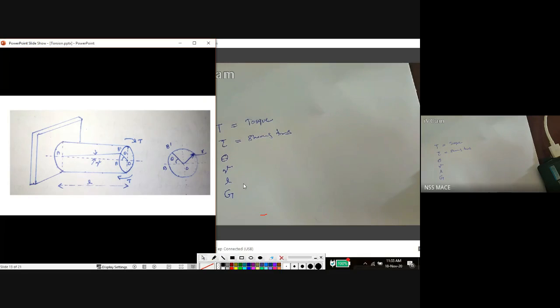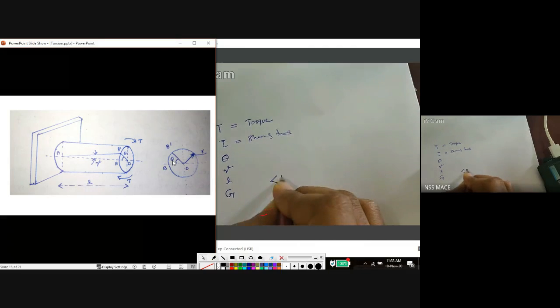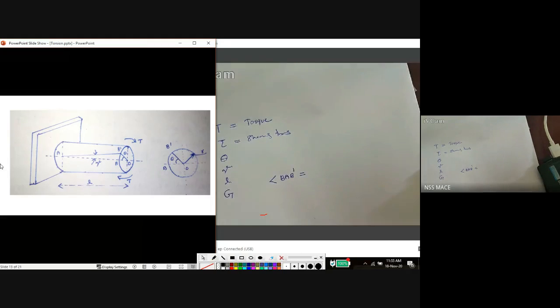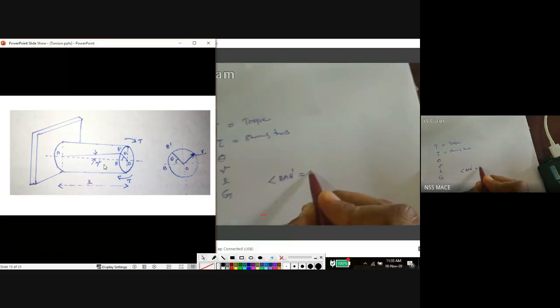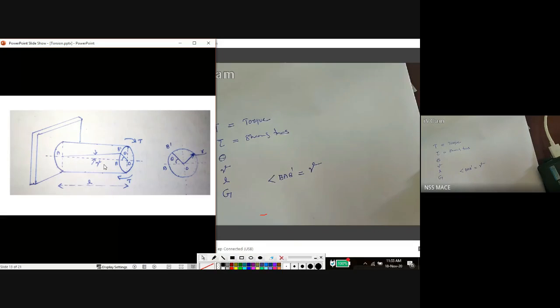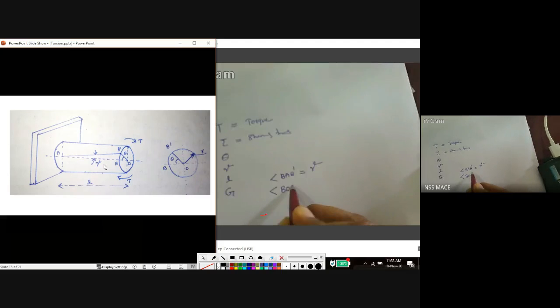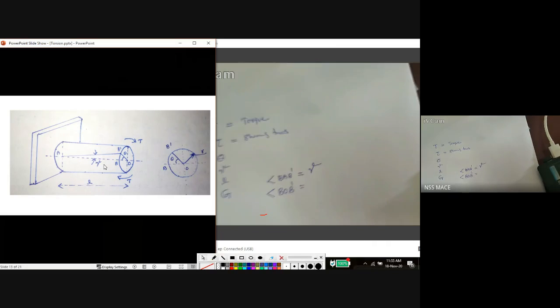So in this figure, what is angle BAB dash? Angle BAB dash is equal to gamma. What is angle BOB dash? BOB dash is the angular twist theta.